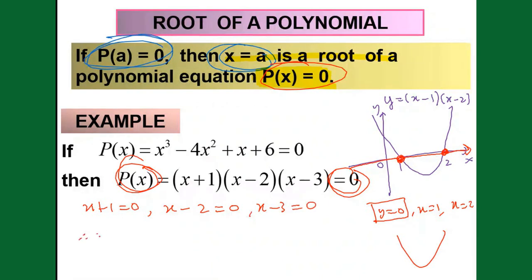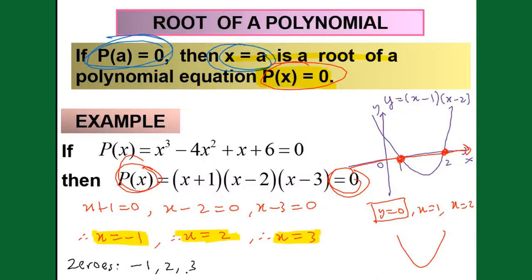Then, therefore, X is equal to negative 1. Therefore, X is equal to 2. Therefore, X is equal to 3. This ni root. Root kena jawab dalam bentuk complete macam ni. Ni. Complete. Yang saya tanda ni, this is root. Okay. Kalau kata state the zeros. Zeros hanya negative 1, 2, 3.